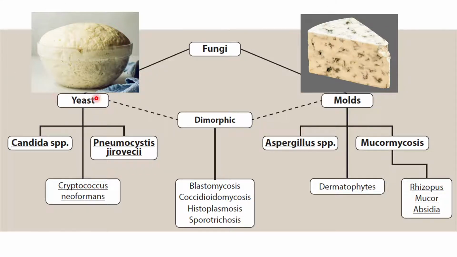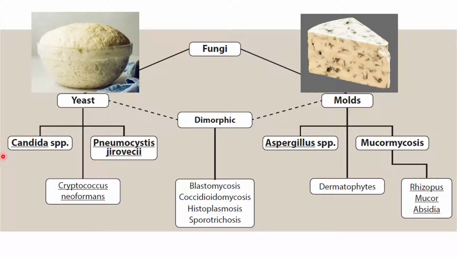So yeast you can use to prepare bread. This is actually wheat that is mixed with water and yeast. And molds you can find in cheese, French cheese. This, for example, is blue mold in the cheese. And yeasts are the most medically important fungi.